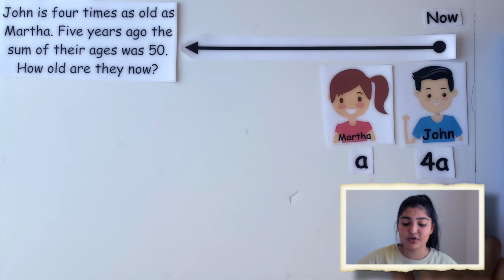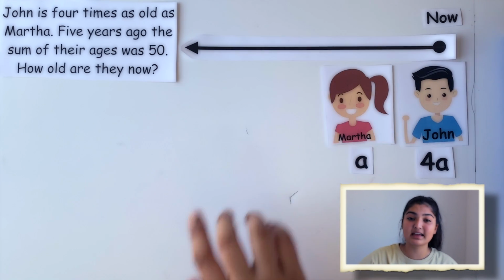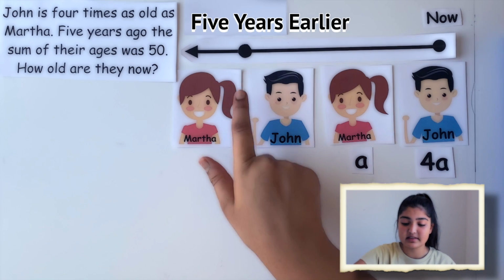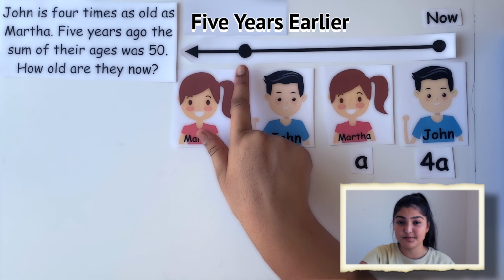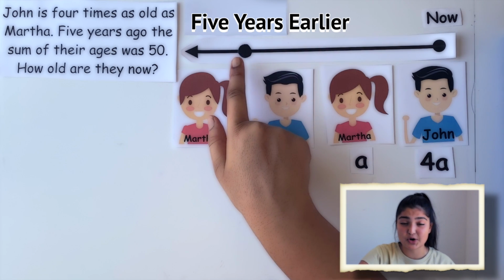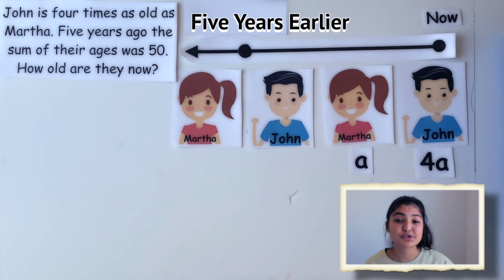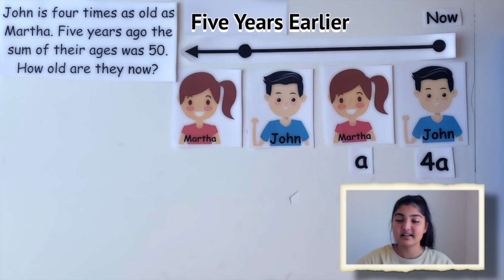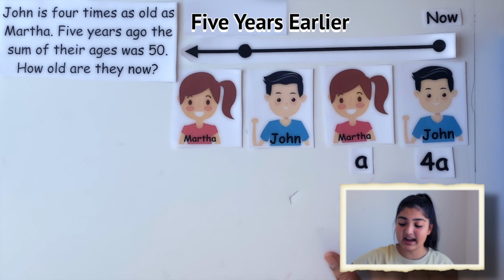Now let's travel 5 years back in time. As you can see, this point here is the time 5 years earlier. So how old are Martha and John 5 years earlier? Well, to find their ages, all we have to do is subtract 5 years from their ages now.